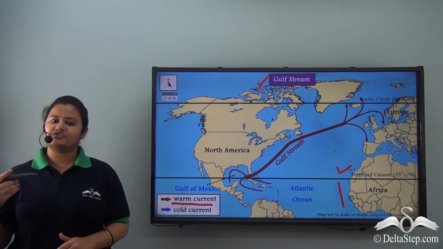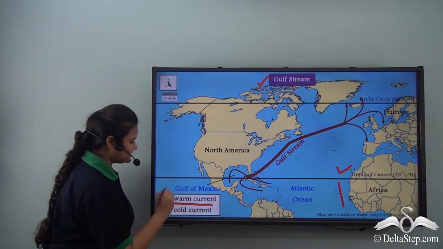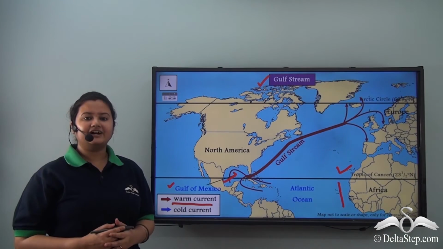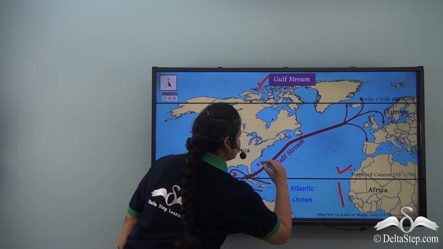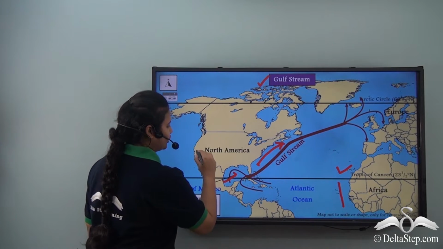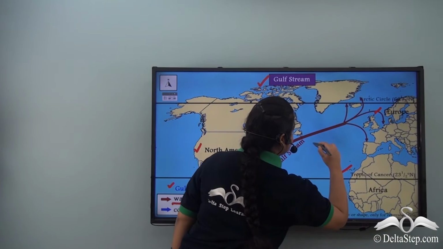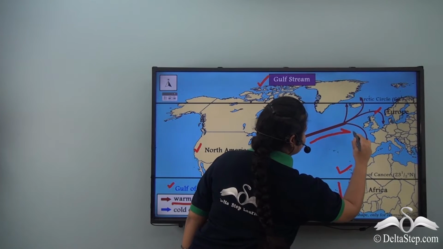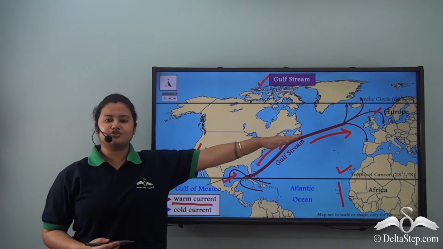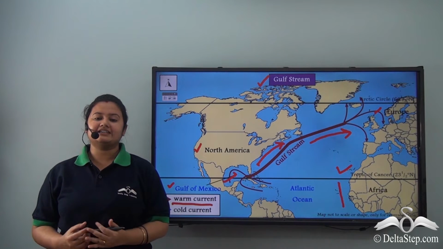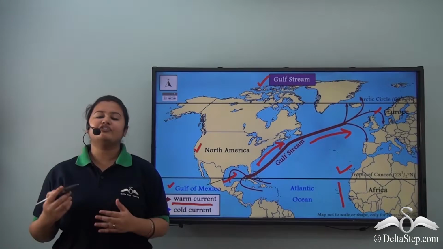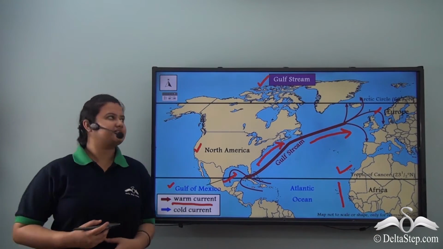Now, where does Gulfstream originate? Gulfstream originates in the Gulf of Mexico here. From here, Gulfstream travels along the northeastern coast of North America. See, Gulfstream extends towards Europe. Now, when Gulfstream travels along the northeast coast of North America, it has a very significant impact on this coast. Now, we will study about that impact.